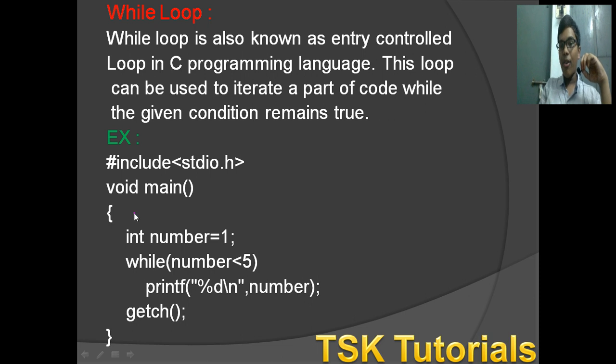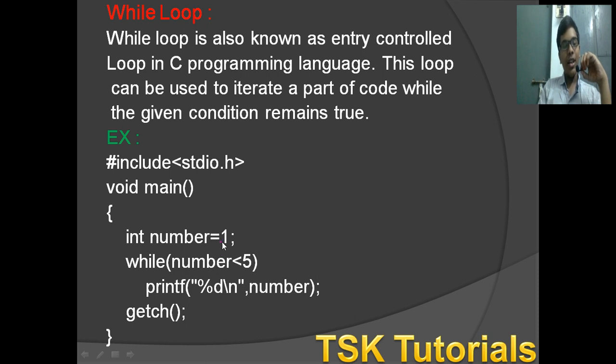This is an example. What will happen if we have not given the correct condition for a while loop? #include <stdio.h>. This is the header file and this is the main part. I have given the data type int to the identifier number. I am going to call it a variable number, and I have given it the value 1.